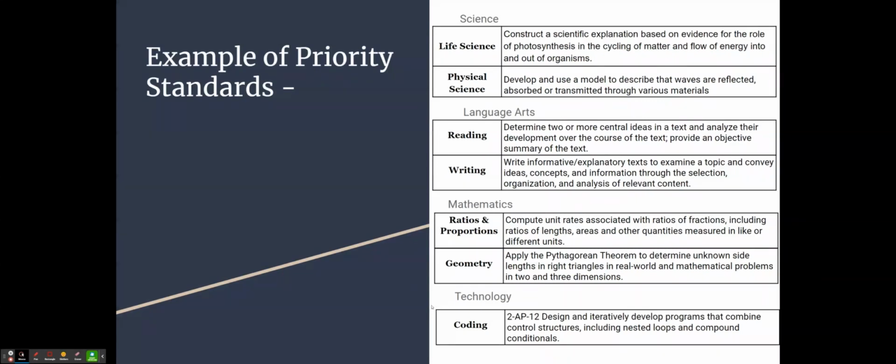So let's just take a look at the science ones as an example. Life science. This is an example of a life science standard, I think out of 7th grade. Construct a scientific explanation based on evidence for the role of photosynthesis in the cycling of matter and the flow of energy into and out of organisms. That's a very high level standard. So just keep that in mind for the next part of our conversation. So again, certainly pause this and take a little bit longer if you'd like to look at it.